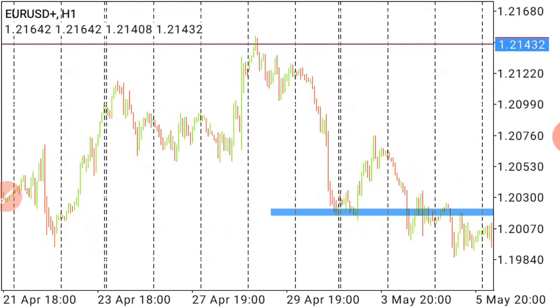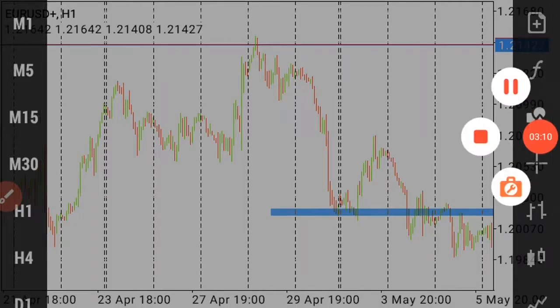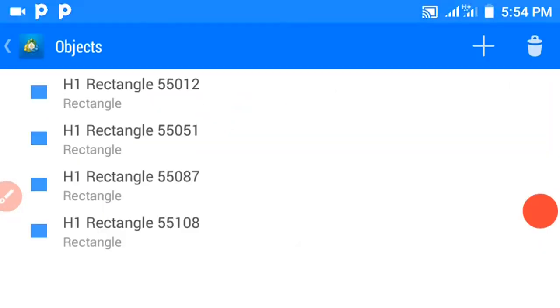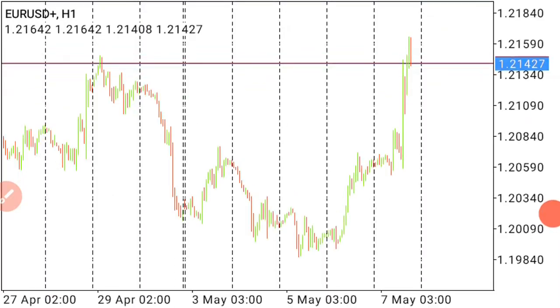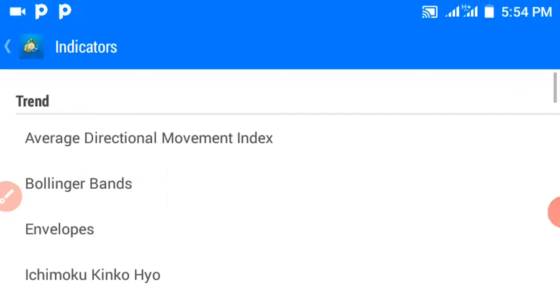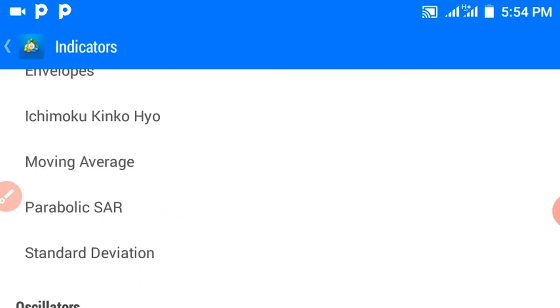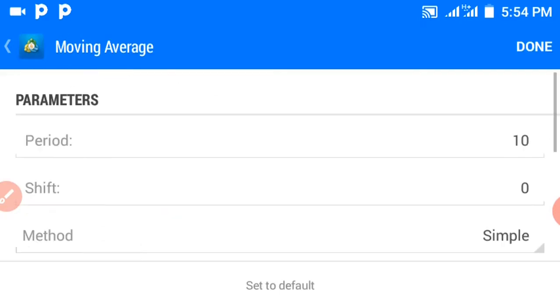The most popular trend indicator is the moving average. So first let me get rid of all this. Then this is the naked chart. So let's put these on. You can see here they are all trend indicators, but the one we'll be using is the moving average.